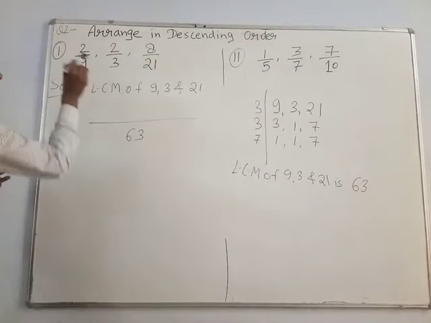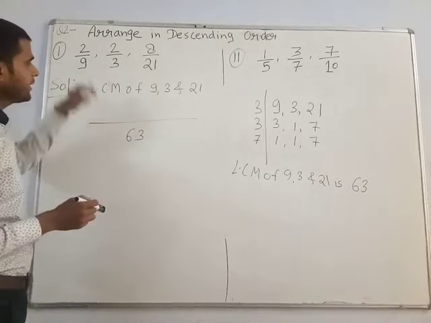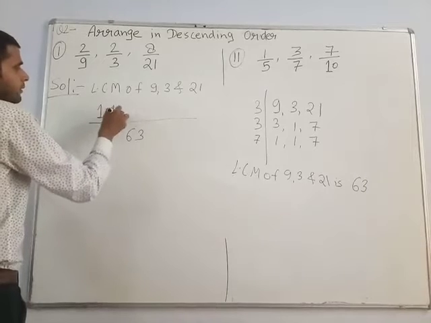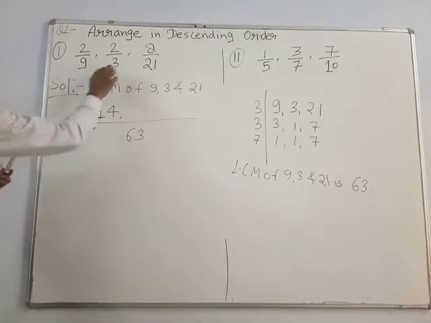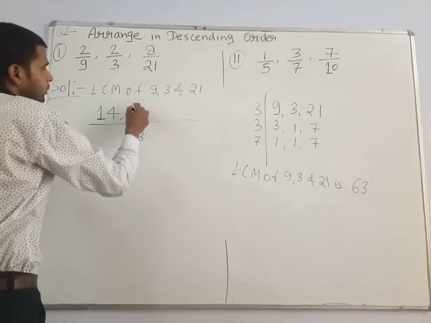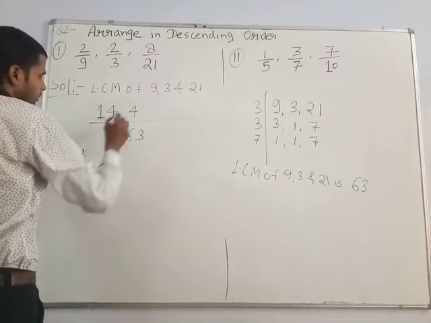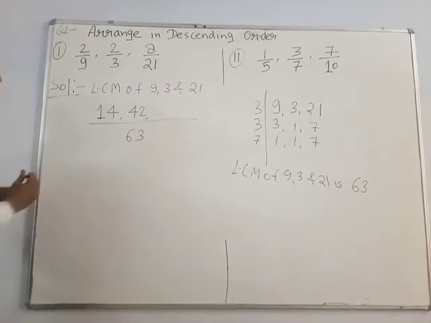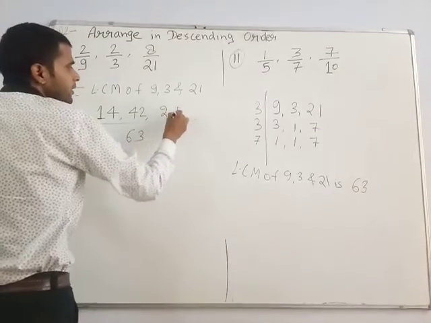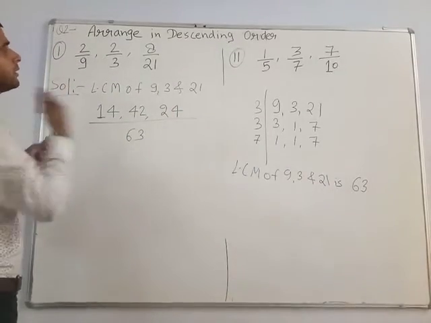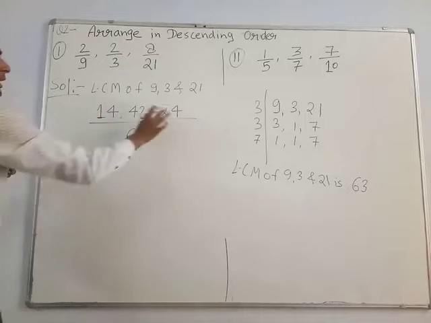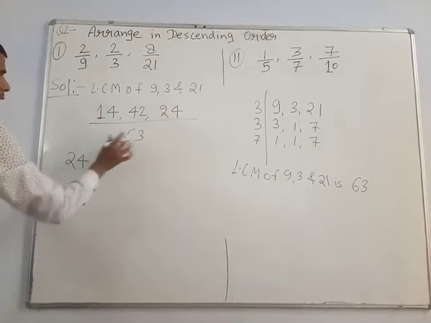63. First 9 divided by 63, 7 times, 7 into 2, 14, right? Then 3 divided by 63, 21 times, 21 into 2, 42, right? Then third 21 divided by 63, 3 times, 8 into 3, 24, right? You have to arrange in descending order. In descending order, bigger value comes first. So bigger value is 24 upon 63 is common.